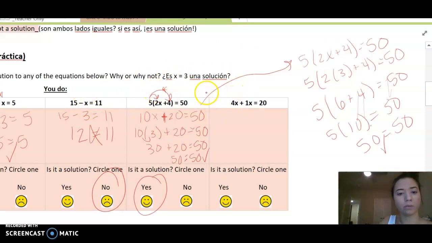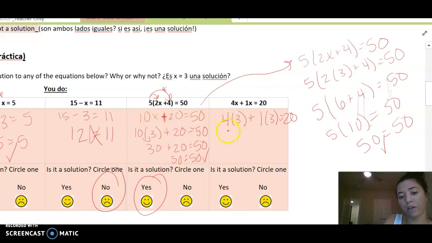Okay, now I'm going to do this one. Plug 3 into both. Okay, here you can also do it 2 ways. You could say 4x plus 1x gives me 5x's total, and then plug your 3 in right here. Or you can just plug your 3 in front of these. So 4 times 3 plus 1 times 3.